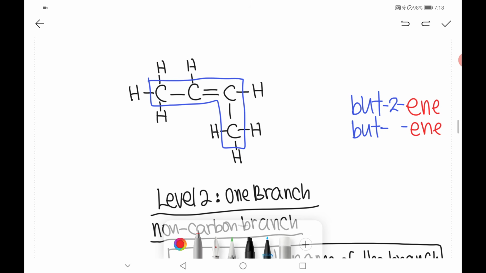So if you count from the right to the left, this one is carbon number 1. This is carbon number 2, number 3, number 4. So if you count from the right to the left, the double bond is on the second and the third carbon. The double bond is between the second and the third carbon. So the smaller number between them is 2. So it's butene as well.